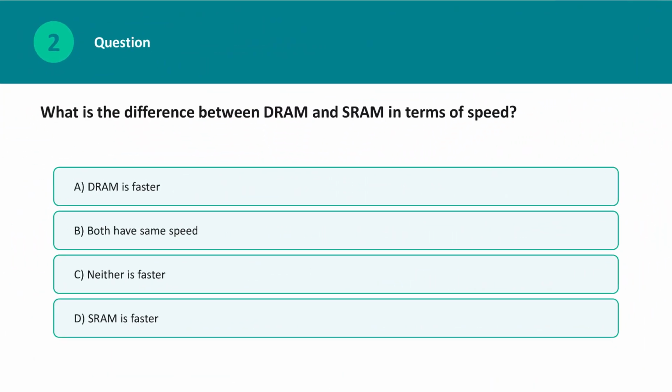What is the difference between DRAM and SRAM in terms of speed? A. DRAM is faster. B. Both have same speed. C. Neither is faster. D. SRAM is faster. The correct answer is SRAM is faster.